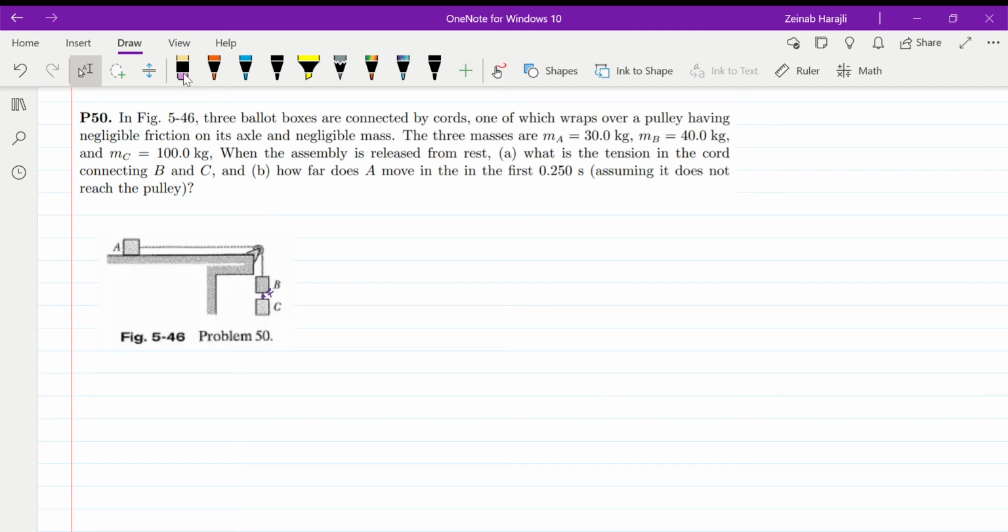Alright, so in this problem we are given three boxes connected by cords. One of these cords is wrapped over a pulley having a negligible mass, and the surface on which box A is placed is considered to have negligible friction. We are given the values of the masses of the three boxes, and we want to find the tension in the cord connecting B and C when the assembly is released from rest.